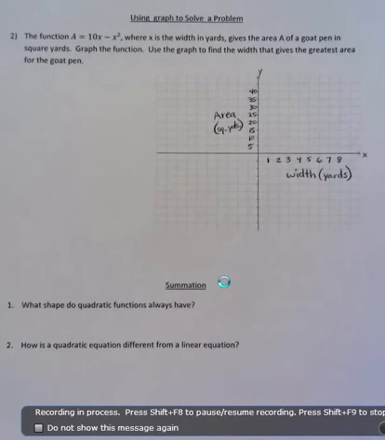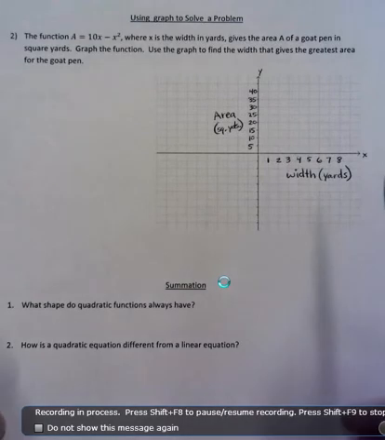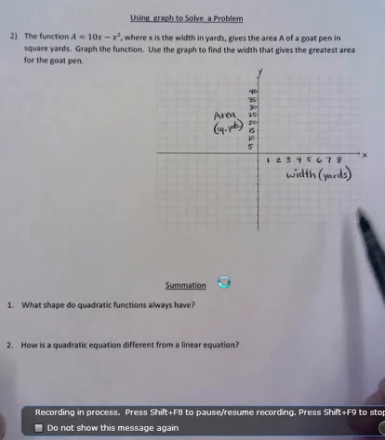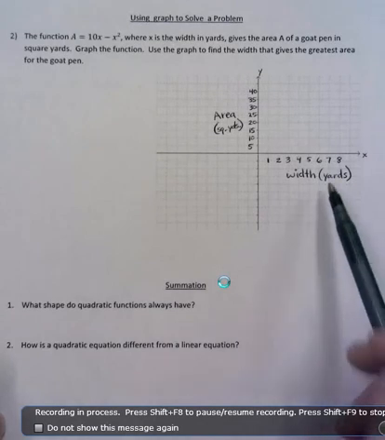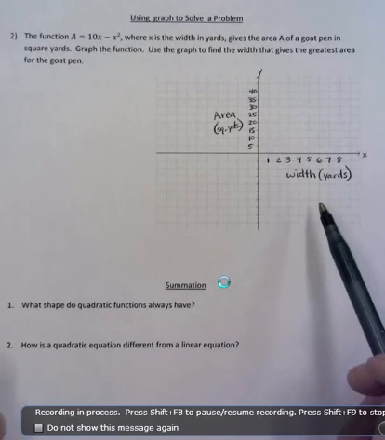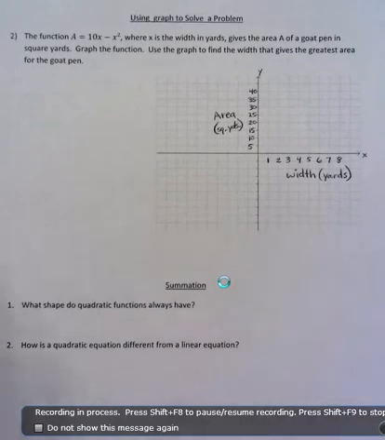All right, so how do we use these graphs to solve actual problems? The function A equals 10x minus x squared, where x is the width in yards, gives the area A of a goat pen in square yards. Please graph the function and then use the graph to find the width that gives the greatest area for the goat pen.